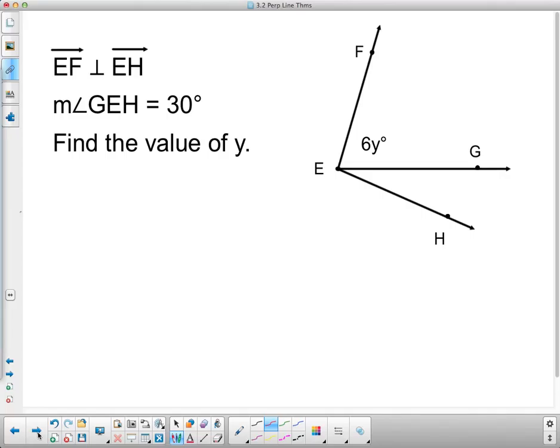GEH is supposed to be 30 degrees. This one's 30 degrees. What's this top thing say? EF and EH are perpendicular. Okay, perpendicular means they form a 90, so EF, this ray, and EH, this ray, form a 90-degree angle.